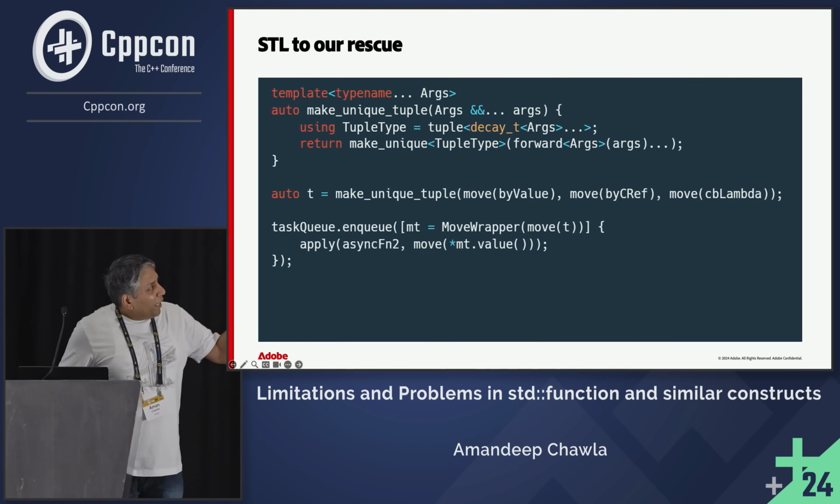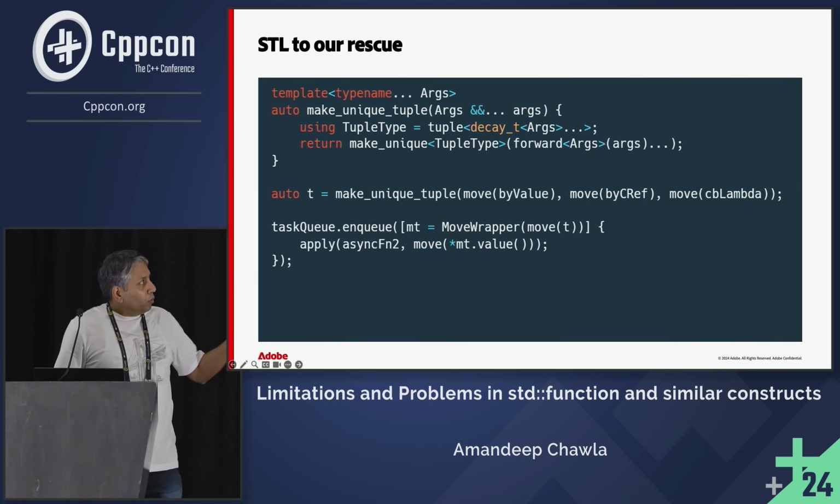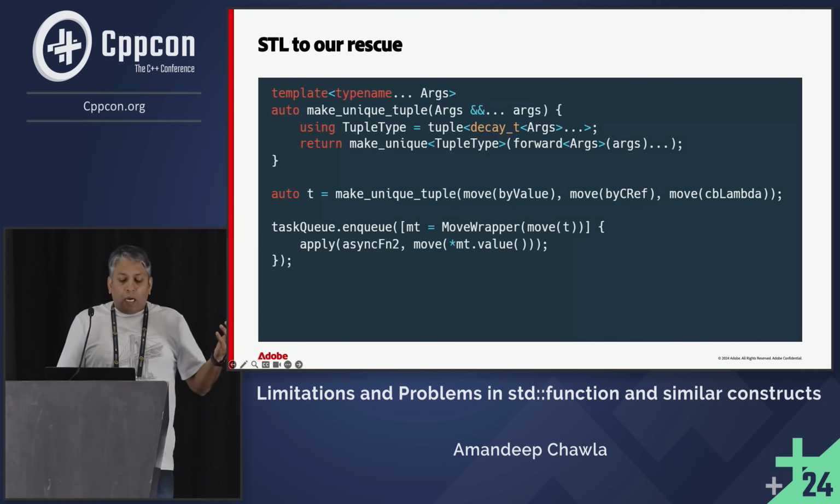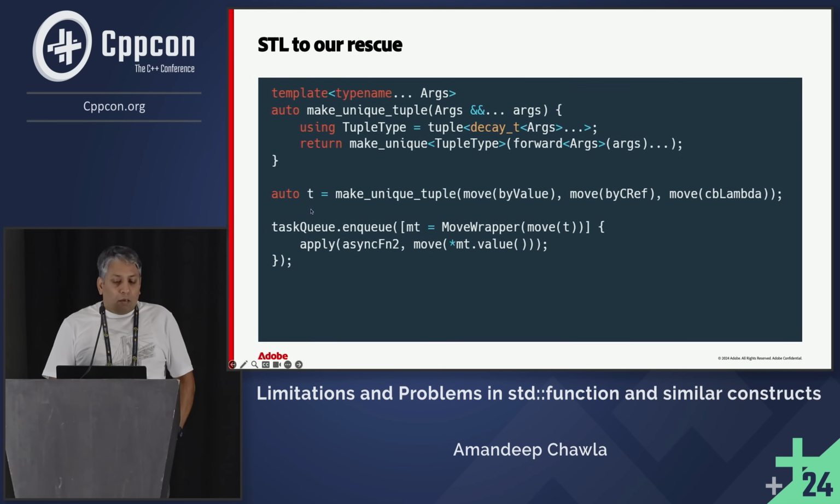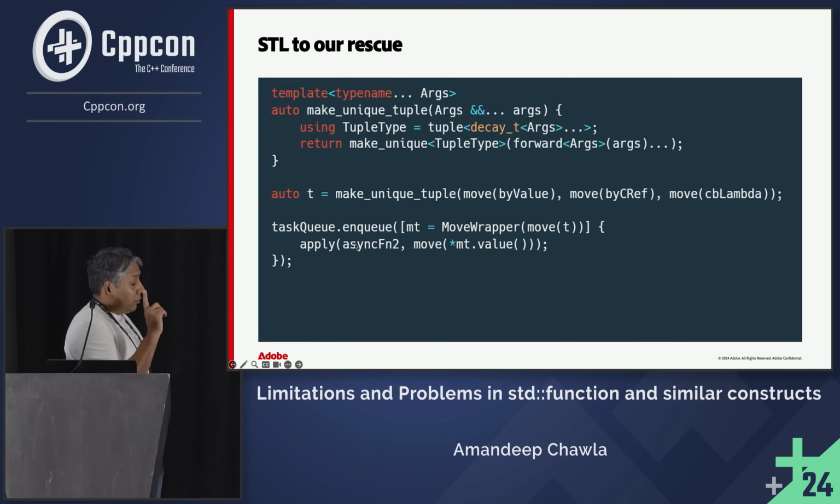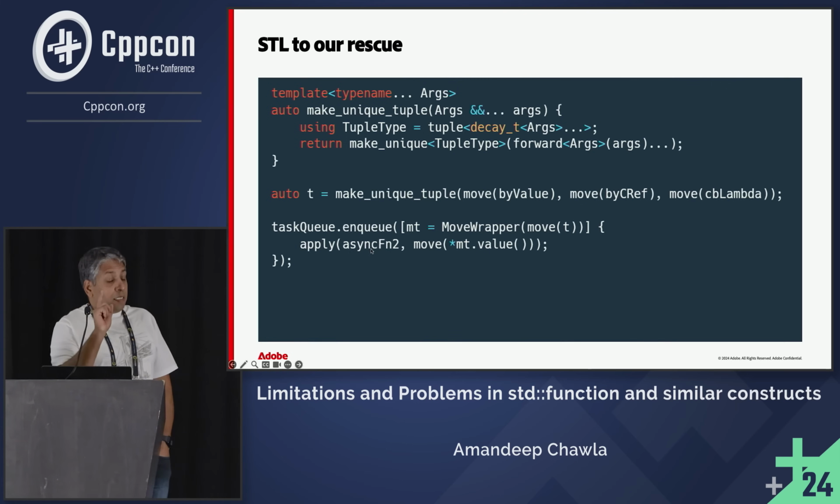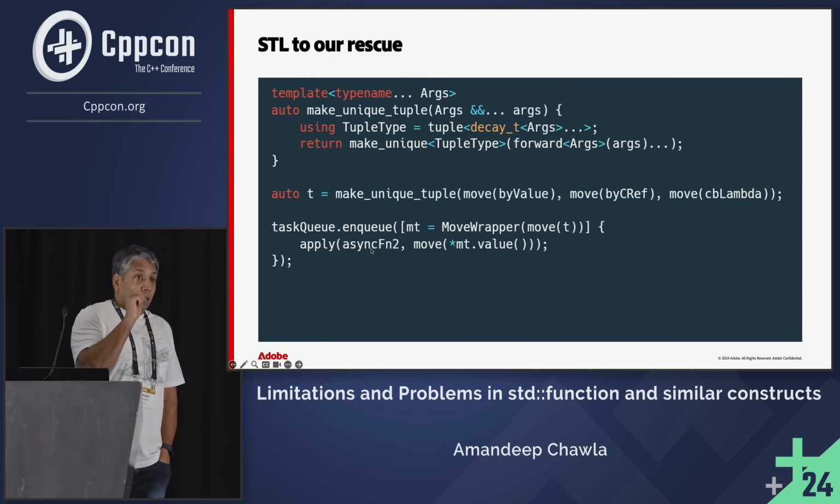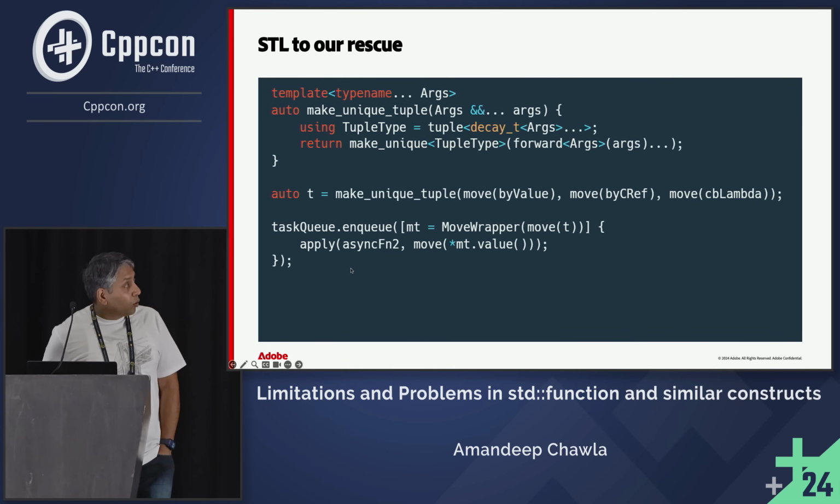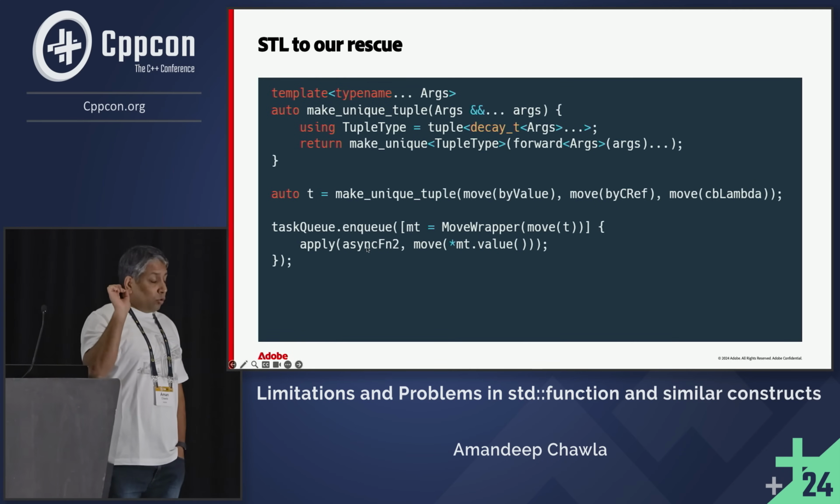I can write a small make_unique_tuple function which will create a unique_ptr of tuple for me. And then I just say make_unique_tuple, pass everything to it. And then just keep in mind, I am now not able to call async function which has a non-const reference, but I'm only able to call async fun2 with tuples. But we will solve that problem also.